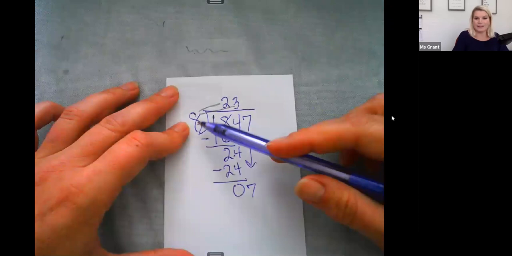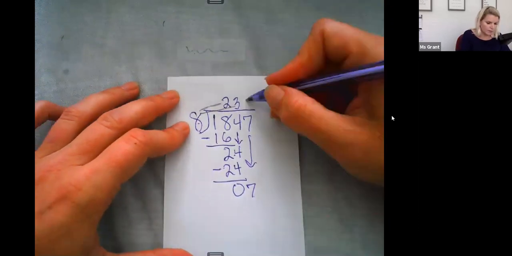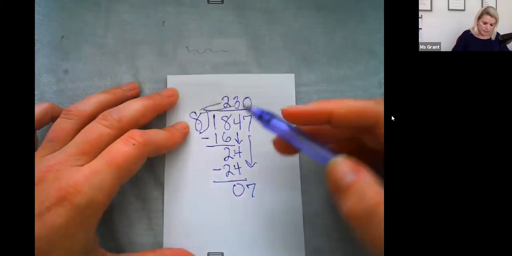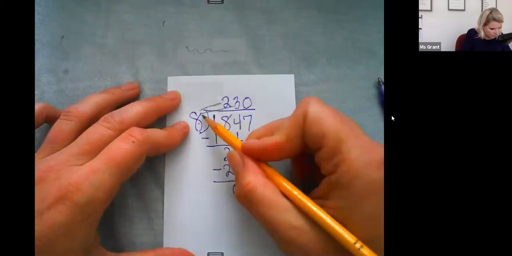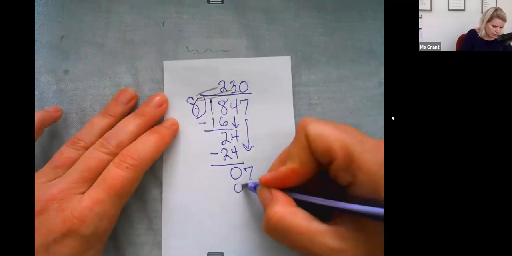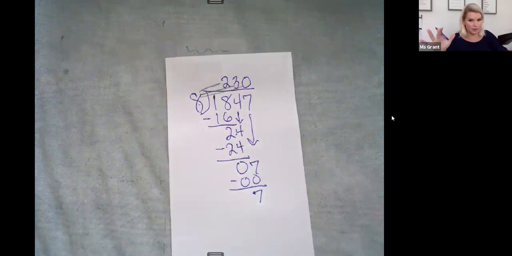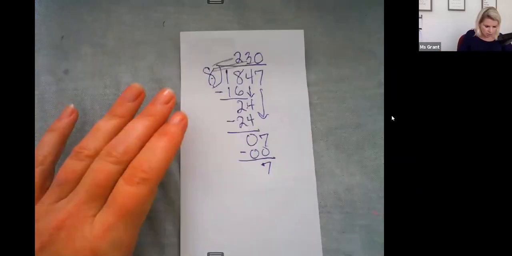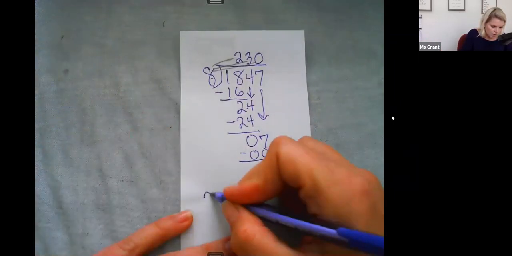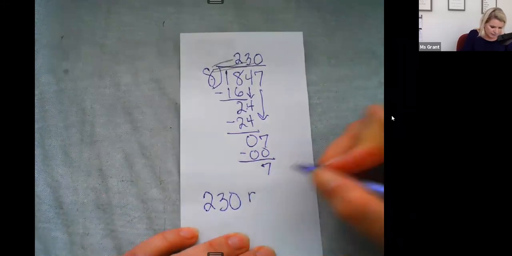Does 8 go into 7? No, it's not big enough, which means I say, no, it doesn't go in. What's 8 times 0? 8 times 0 is 0. I subtract. I still have a remainder. I'm going to use that word. So here's my answer. It goes in 230 times, remainder 7.